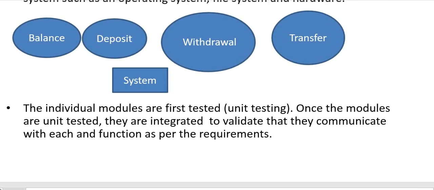The individual modules are first tested, which is unit testing. And once the modules are unit tested, they are integrated to validate that they communicate with each other and function as per the requirements. So they should be able to communicate with each other.